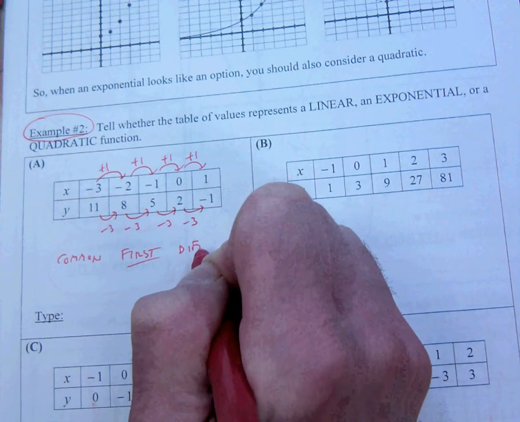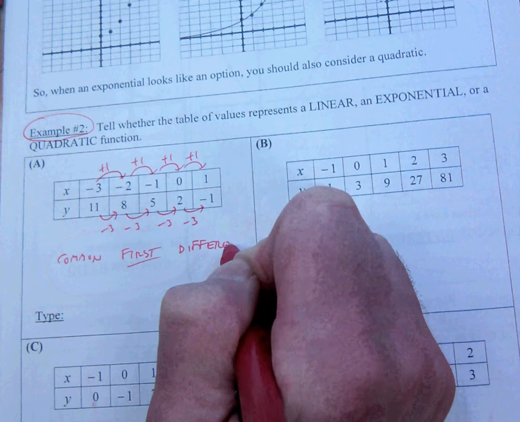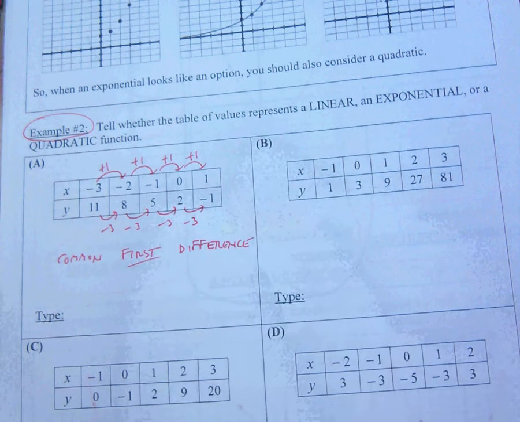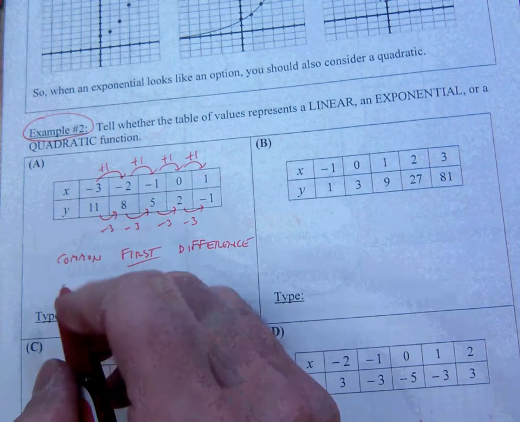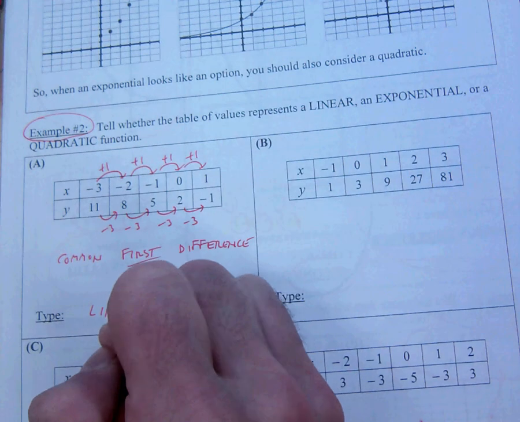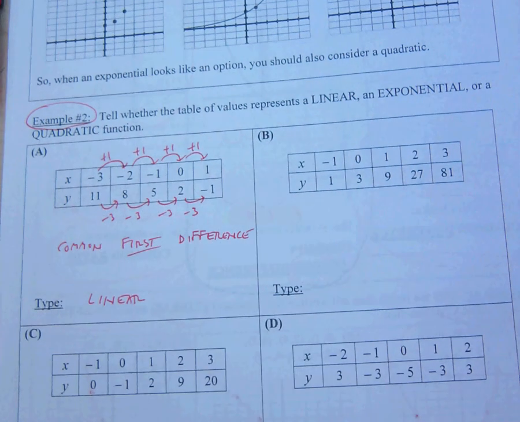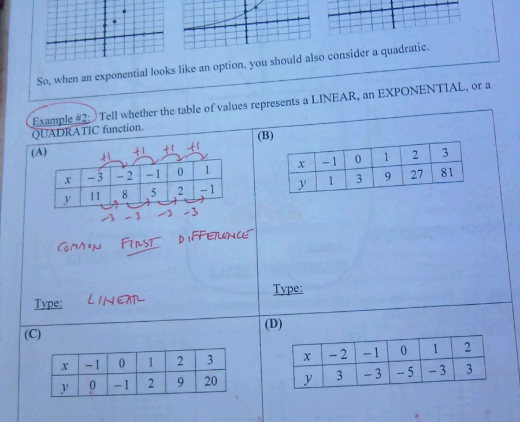And so if you have a common first difference in the y values, we know that will always turn into what type of a graph? Linear. Yes. Everybody agree? Yes or no? Yes. Okay. All right. Next one.